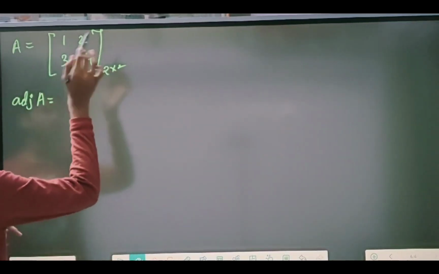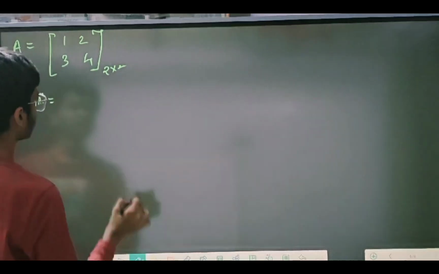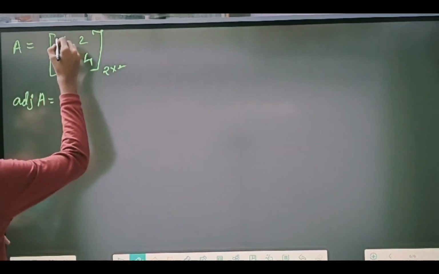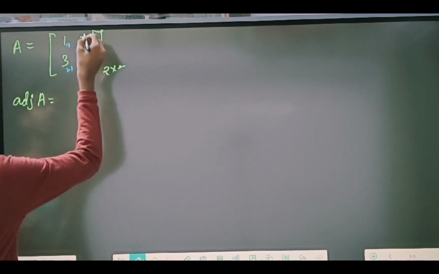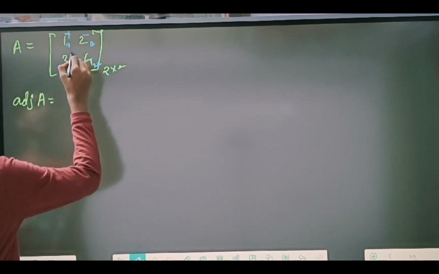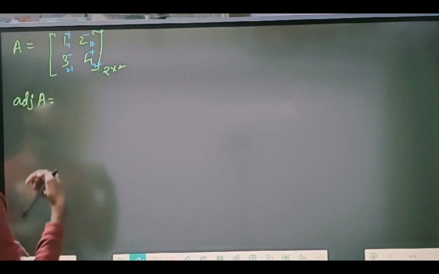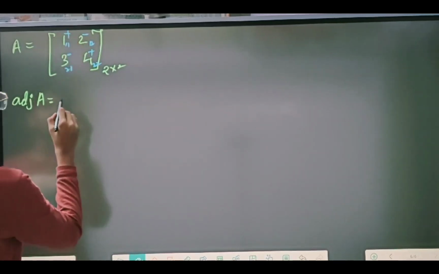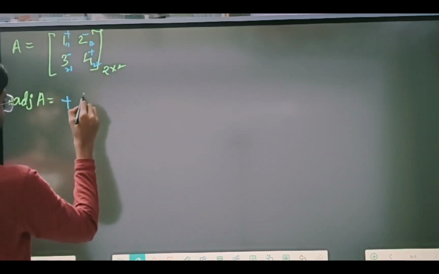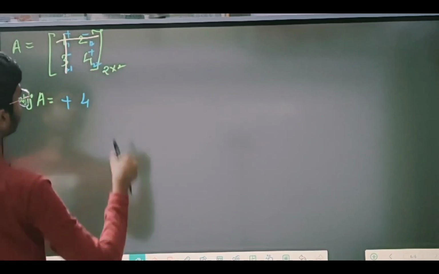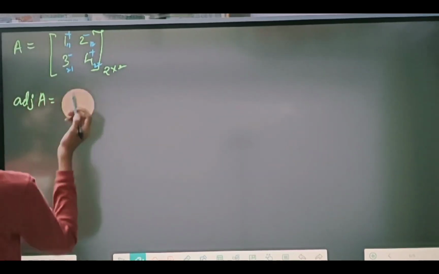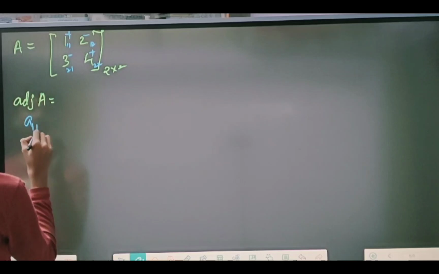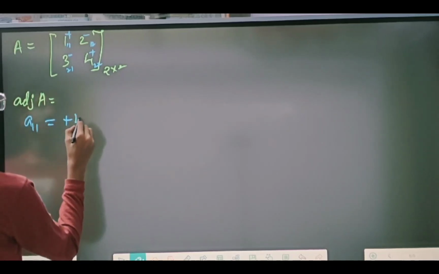So first I'm going to find the cofactor of every element. First, what is the cofactor of 1? This is 1, 1, this is 1, 2, this is 2, 1, and this is 2, 2. So the signs are positive, negative, negative, positive. First plus 4, because I'm going to delete this row and this column. For A11, it is going to be plus 4.